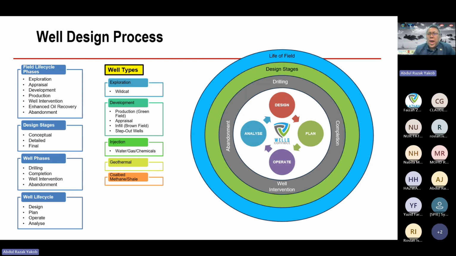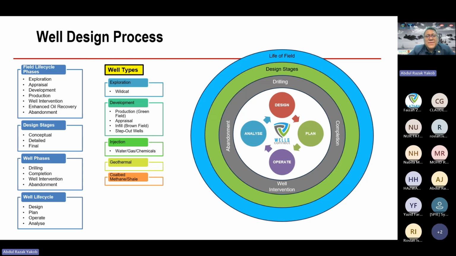The other part that you need to understand is the well phases. Well phases is where you have drilling, and then completion, where you put the completion equipment inside so that the equipment can get the oil out from the formation onto the surface. Of course, we have the well intervention. It could be in the form of well services, workover, or enhanced recovery. All of that is well intervention, where we figure out what else we can do to help this well produce more. And the last part of the well phases is abandonment. So you have drilling, completion, well intervention, and abandonment.